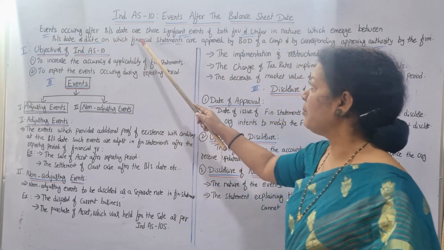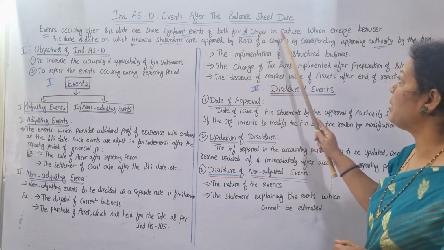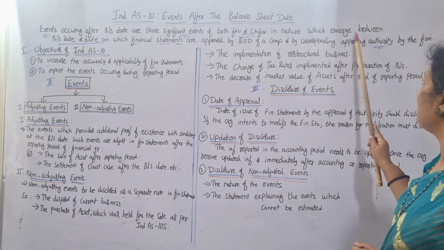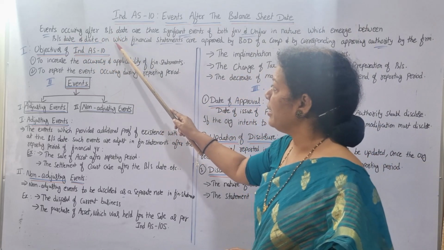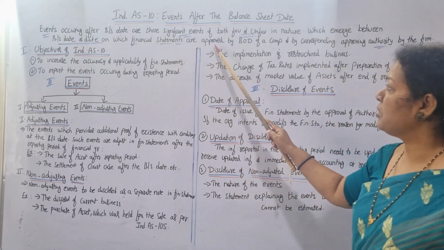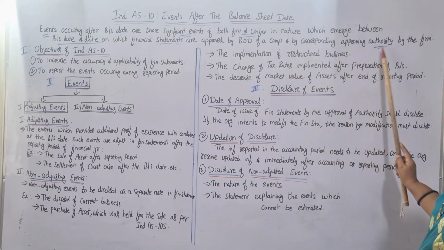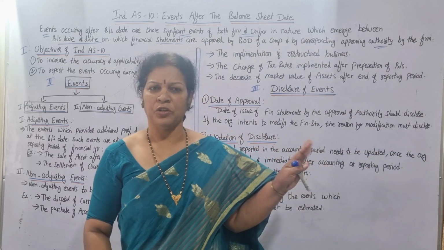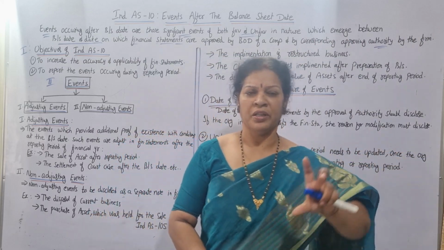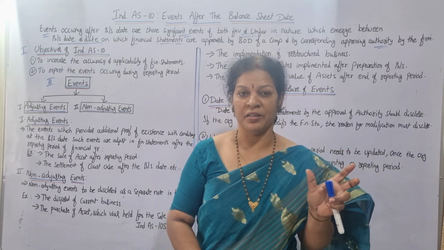Events occurring after the balance sheet date are those significant events of both favorable and unfavorable nature which emerge between the balance sheet date and the date on which financial statements are approved by the board of directors of a company and by the corresponding approval authority of the firm. Now, which events are to be included or not included, these things we are going to discuss in Accounting Standard 10.